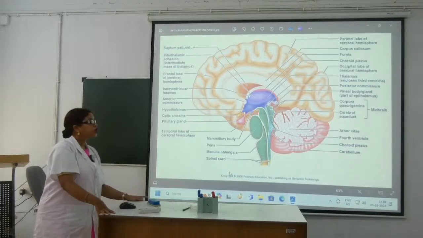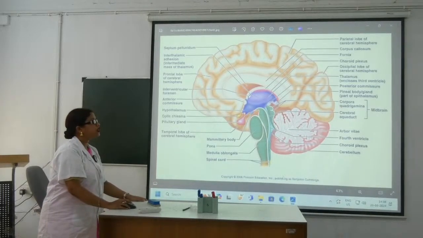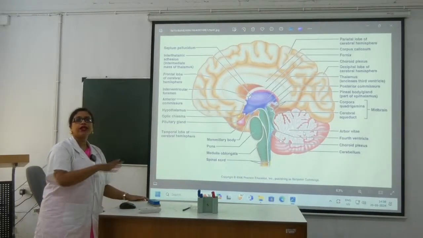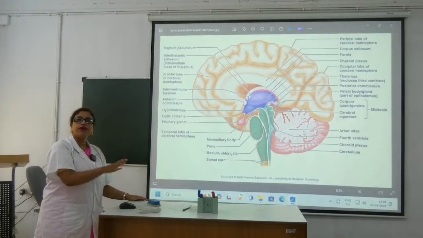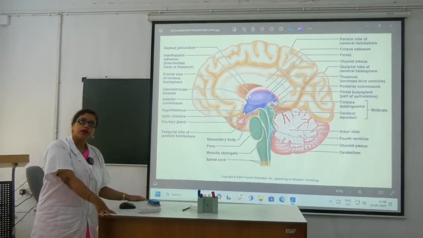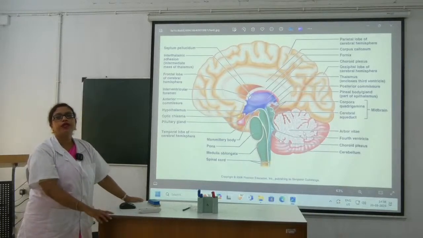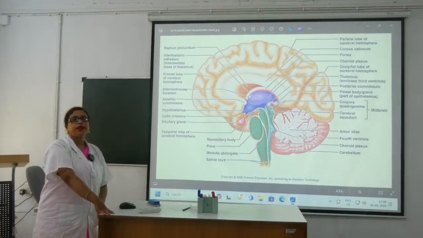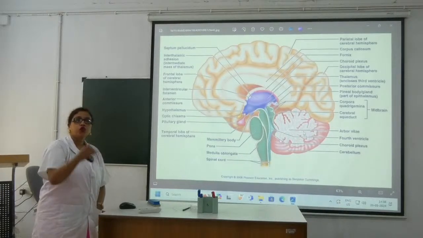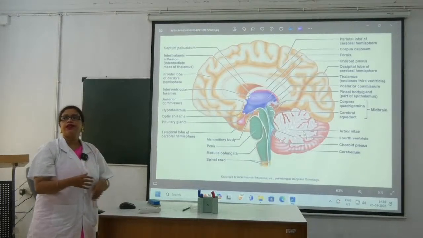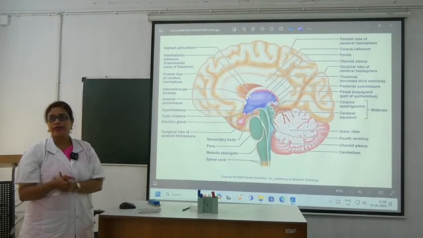Okay? If you see, you can see many folia. There are folds of white matter going like a tree in between the grey matter of the cerebellum. These are known as arbor vitae. Write it down: the white matter of the cerebellum grows inside each and every folia. These are known as arbor vitae.